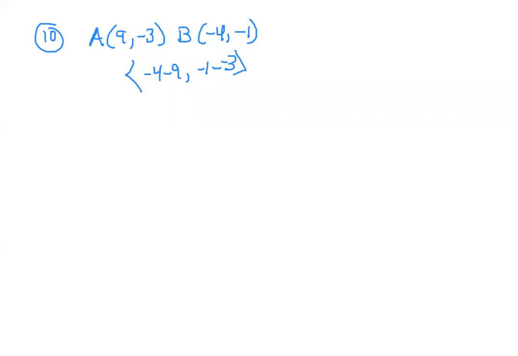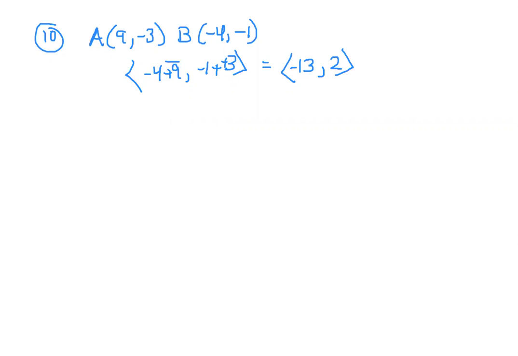Number 10, let's put it in component form. I'll write them down. A is (9, -3). B is (-4, -1). Putting it in component form, we're going to have -4 minus 9, -1 minus -3, which equals (-13, 2). There it is in component form.